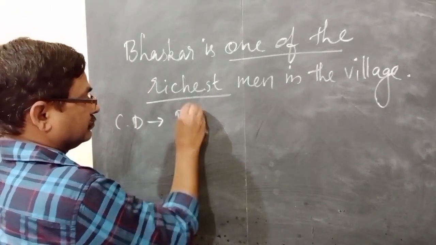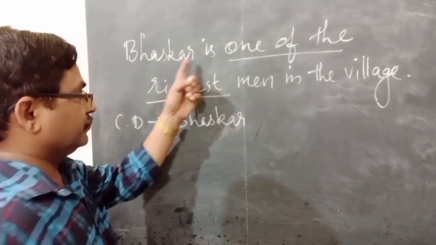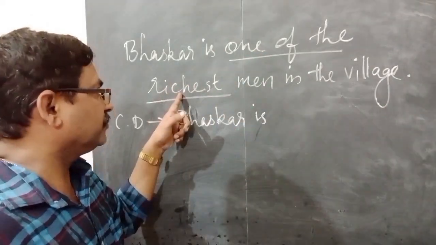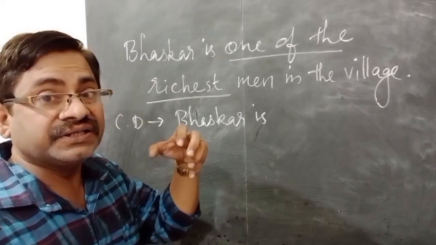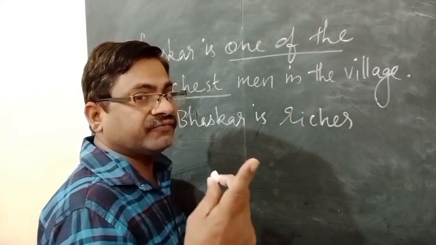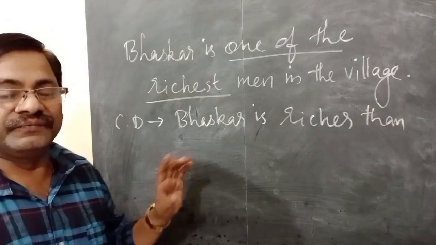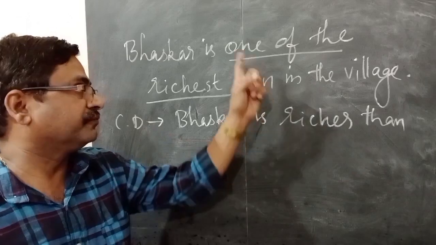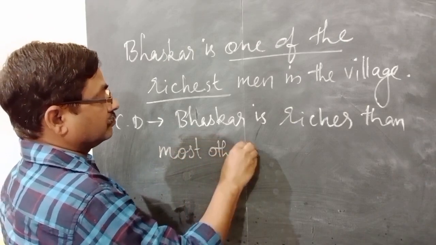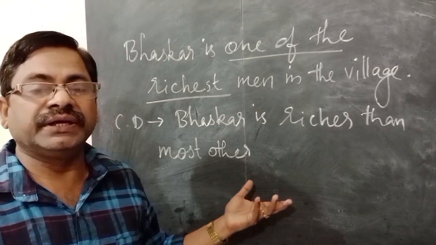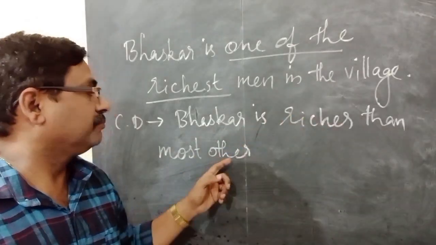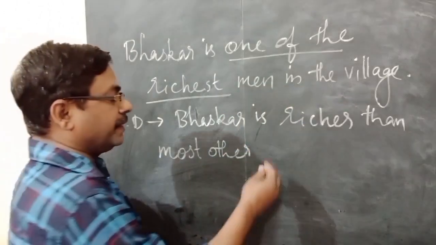So Bhaskar. Second word is one of the prettiest. This should not be used. Instead of that, what is the comparative form? Richer. That is the comparative form. Comparative form is immediately followed by than. We should not use any other, but most other should be preferred. Many other also can be used whenever we have to use a countable noun. Bhaskar is richer than most other. Complete the sentence. Men.